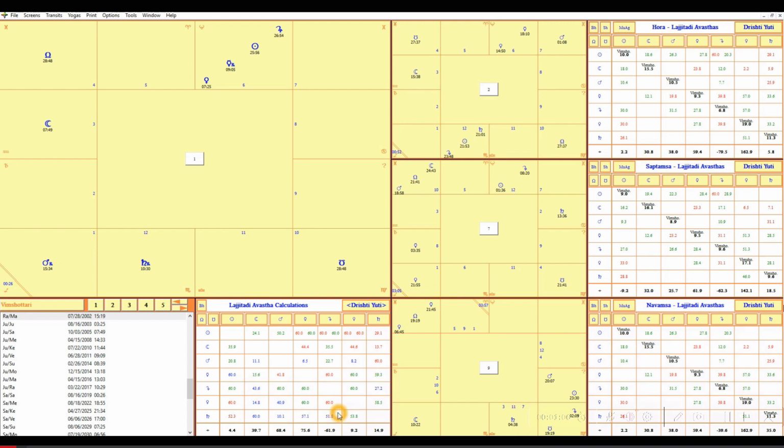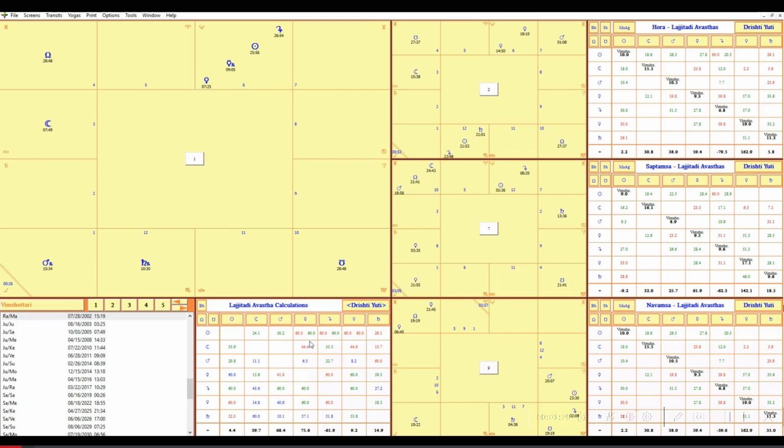And blue numbers are simply the influences of planets that are not helping the Lajitati Avashta or hindering the Lajitati Avashta of another planet. You can just ignore those for the purpose of looking at Lajitati Avashtas, they're just not important. The blue numbers are not taking part in any Avashta, okay?